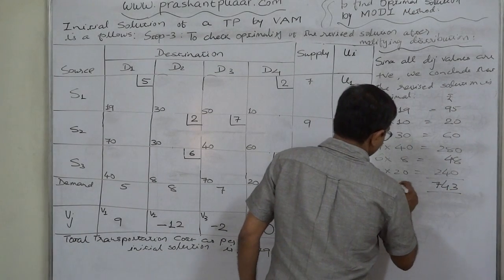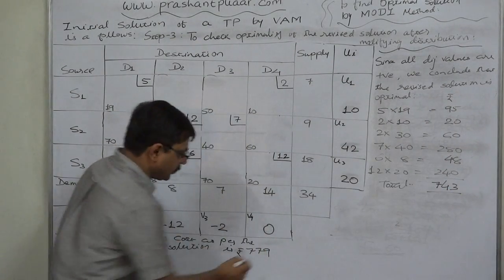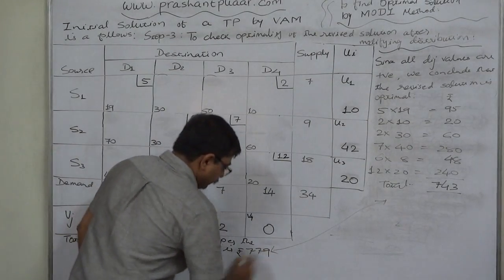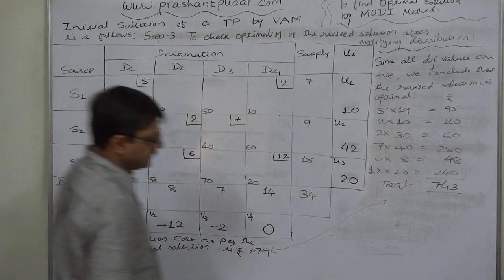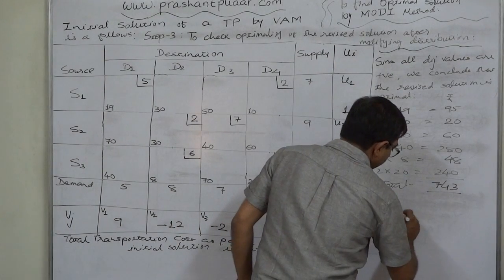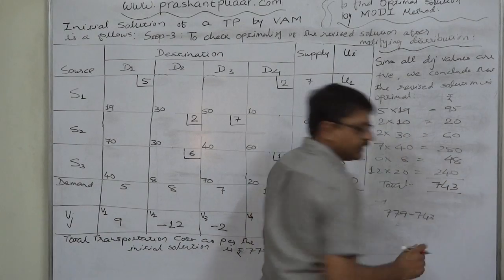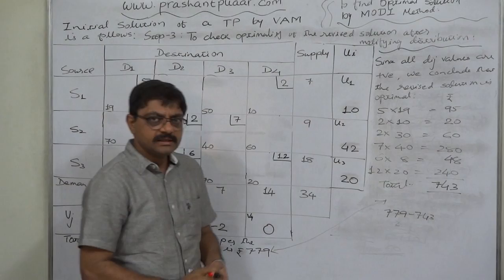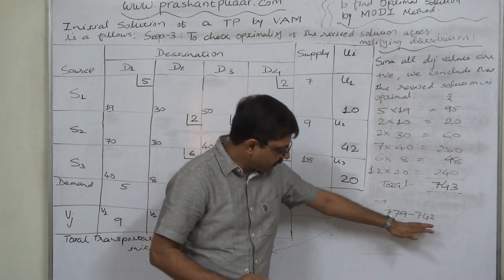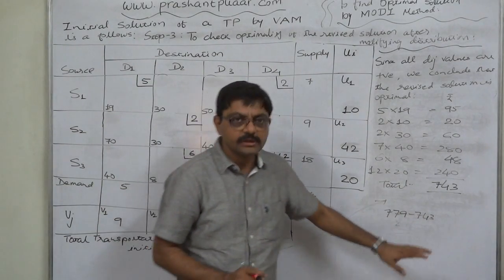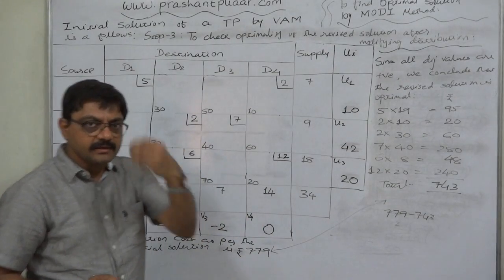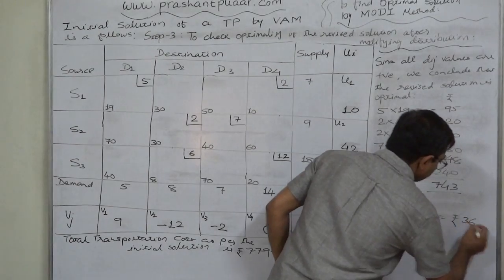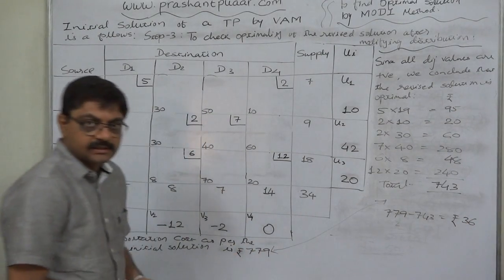Now what was the cost according to the initial solution? It was 779. 779 minus 743. This calculation is not necessary to show as a part of your answer. I am calculating this type of difference to explain some other thing. It is rupees 36. What is this 36?